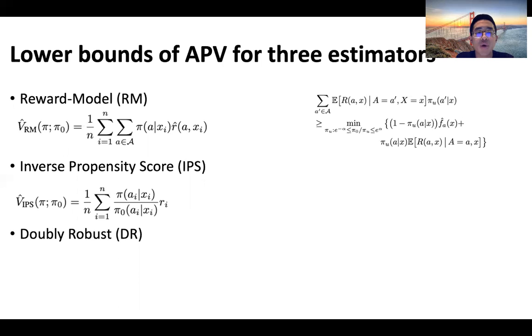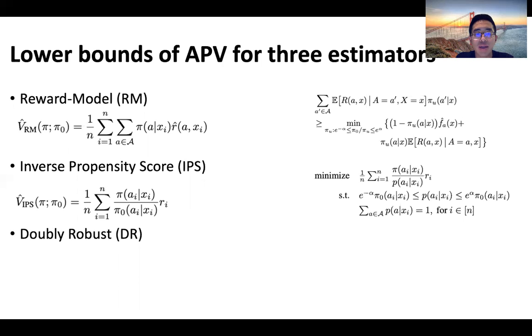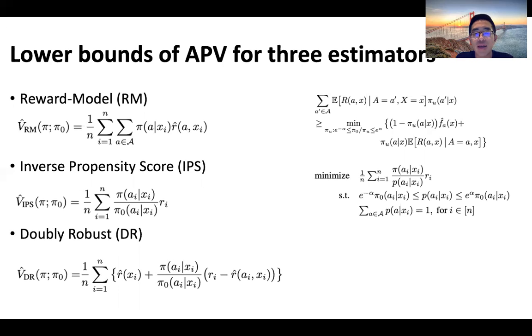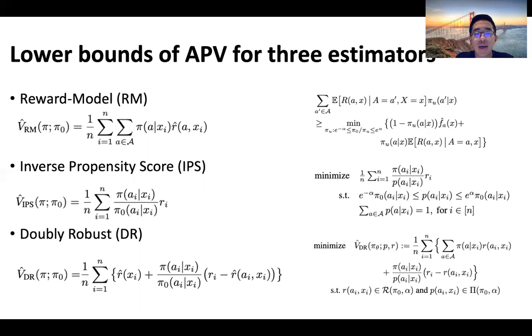The inverse propensity score estimator uses the observed value but reweights it using the inverse logging policy. On the right-hand side, its lower bound is a solution of a convex problem, so it's easy to solve. Finally, the doubly robust estimator is simply a combination of the reward model estimator and the inverse propensity score estimator. It is called doubly robust because it is consistent when either the RM estimator is consistent or the IPS estimator is consistent. Its lower bound is also a combination of the lower bounds above.